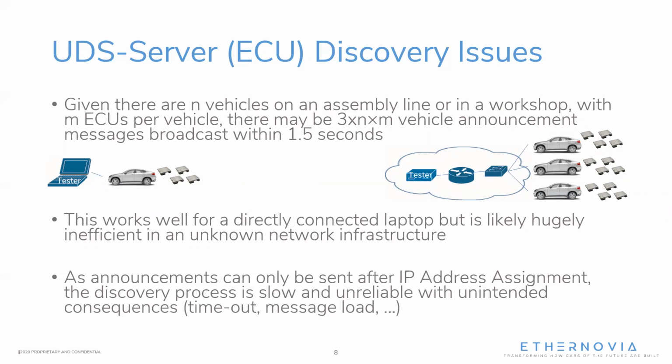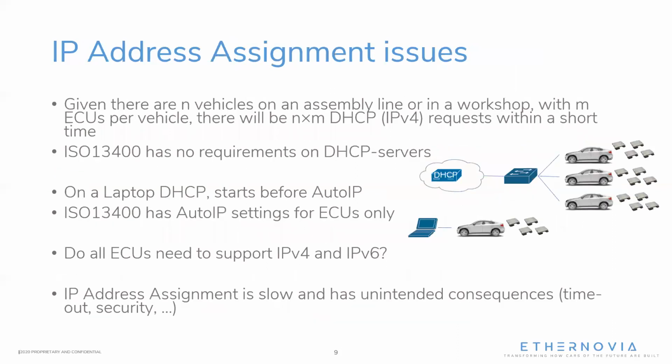Now, for the laptop on the left, that may be a semi-useful feature. Also, one can question why you need to do this 3 times for every ECU. But in a setup where the tester is behind a router that obviously does not forward broadcast messages, these messages are all just wasted, and there is still a need to have some other discovery method. Furthermore, this whole discovery obviously depends on the IP address assignment process, and we will go to that next.